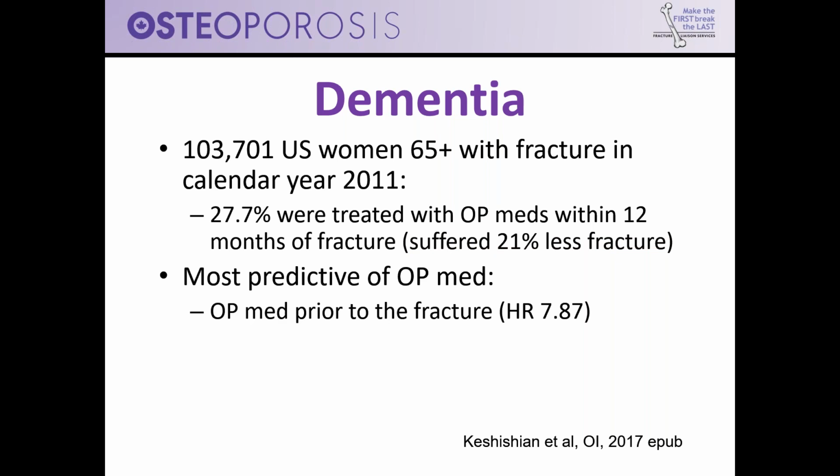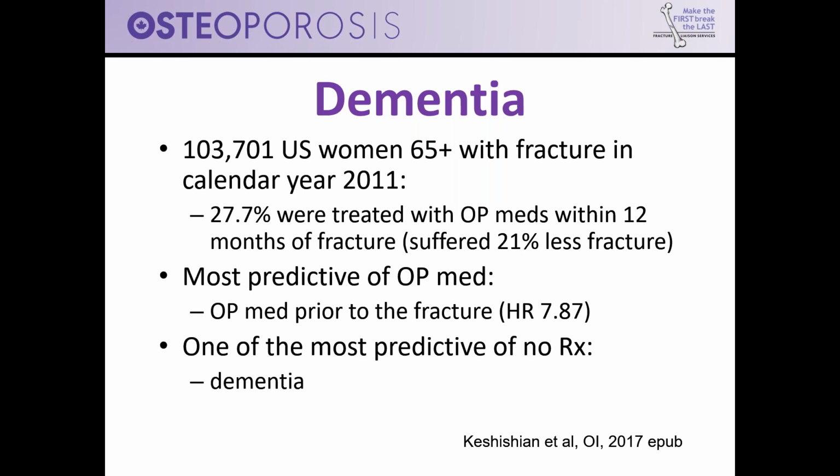So another indication that our drugs work. Most predictive to get treatment, and this one's quite discouraging. The most predictive was patients who were already on osteoporosis medication before they broke, so they were just simply continued on treatment. But one of the most predictive for not being offered treatment was dementia, those patients that are most at risk.